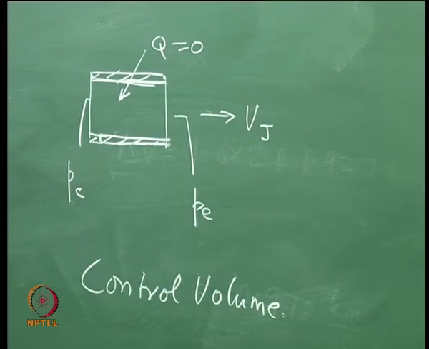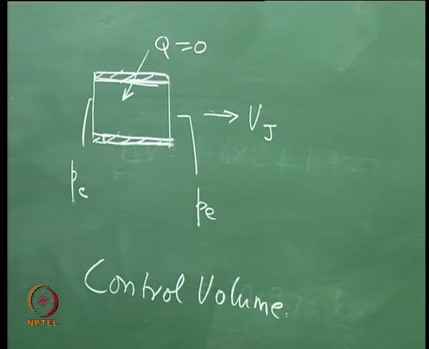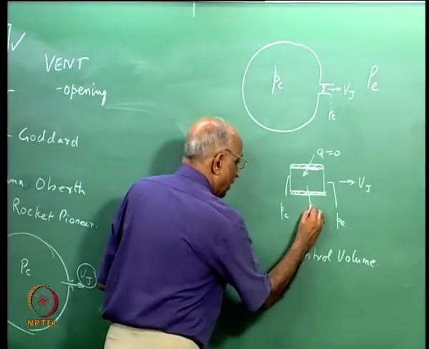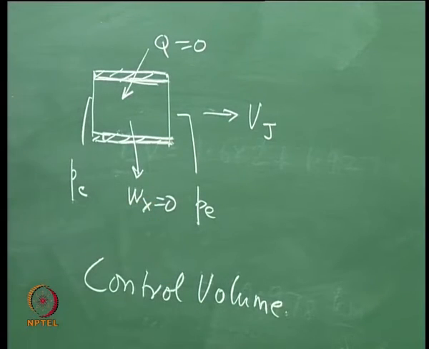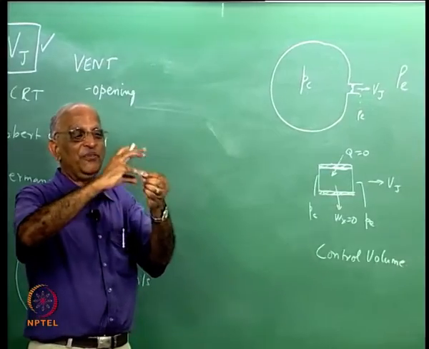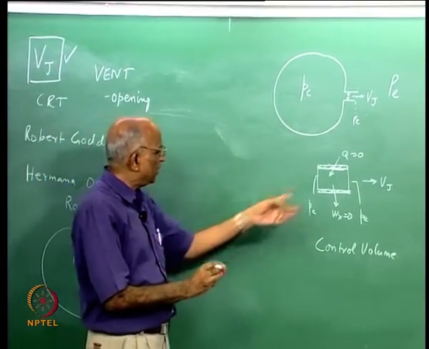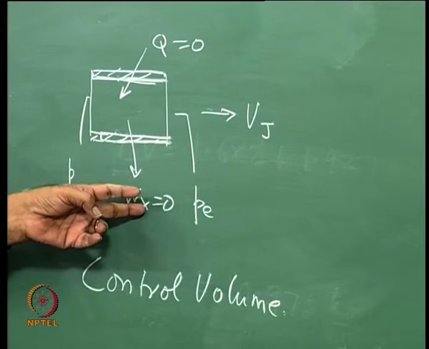Let us for the present also assume that this vent is rigid. If it is rigid, it cannot expand, it cannot do any work. Therefore, the work done by this vent, that is Wx, is equal to 0. See, I could have something like a flexible vent which is moving and it can do some work, but I assume that it is rigid. When it is rigid, I have the work done is 0.